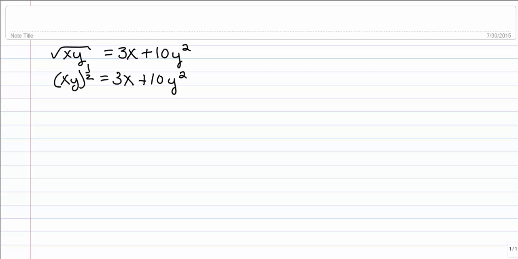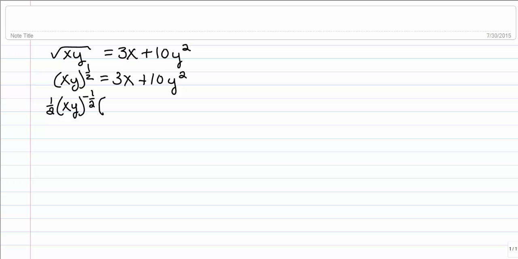And as we take the derivative, we need to use the chain rule. We have a group of terms raised to a power, so we're going to bring down the power. We're going to reduce the power by 1, and then we need the derivative of the inside function. Keep in mind that we have two variables multiplied together, so we will need to use the product rule.